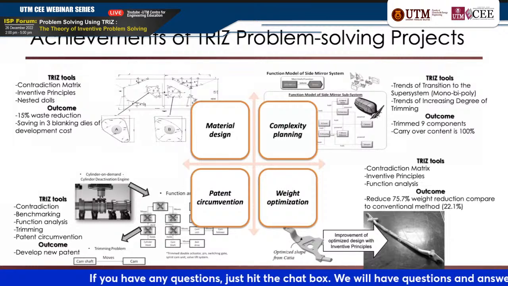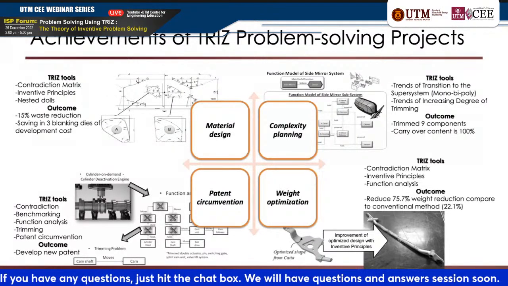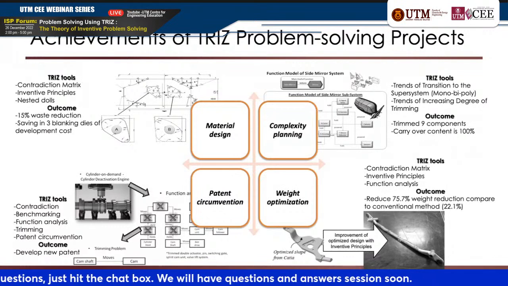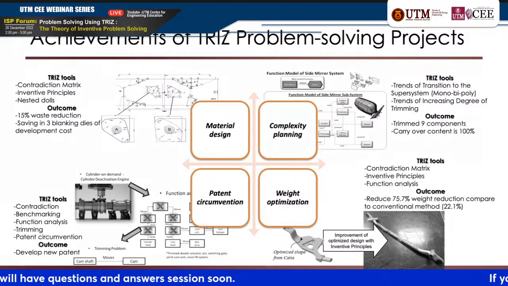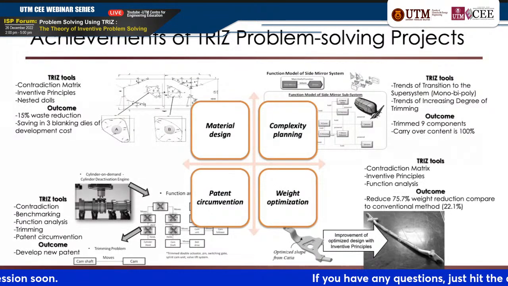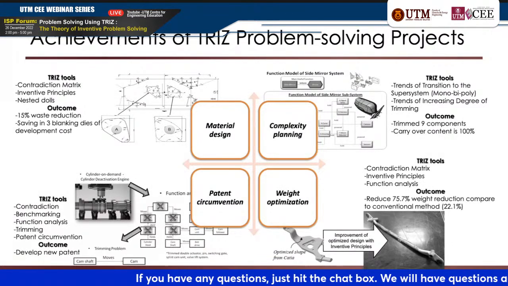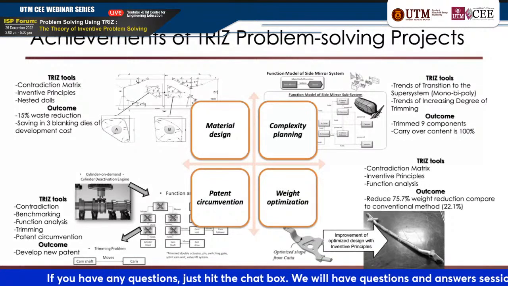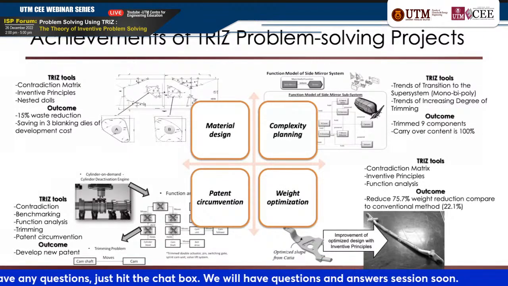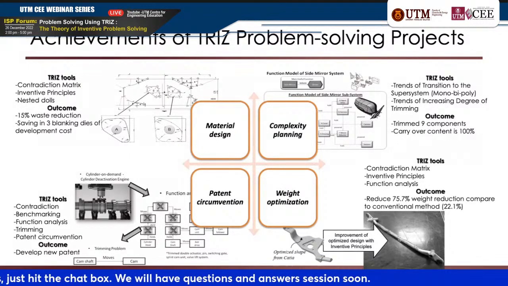This is my research work thesis from when I was doing my PhD. There are a lot of projects that we have done so far when it comes to innovation, and we have achieved so much in innovation problem solving activities.